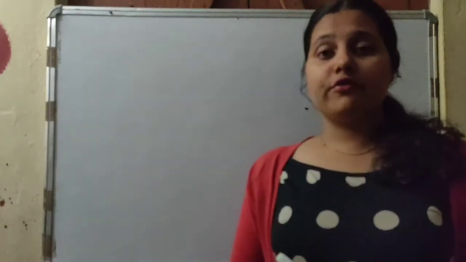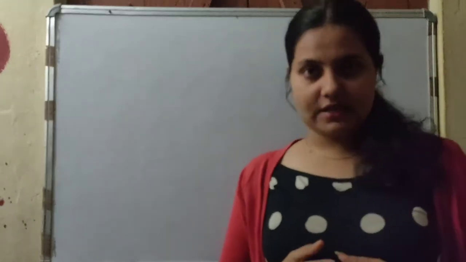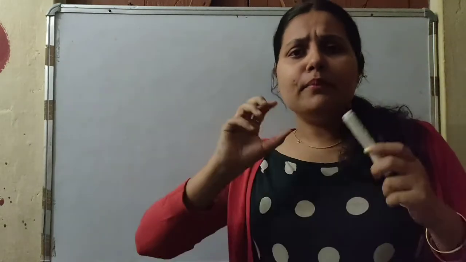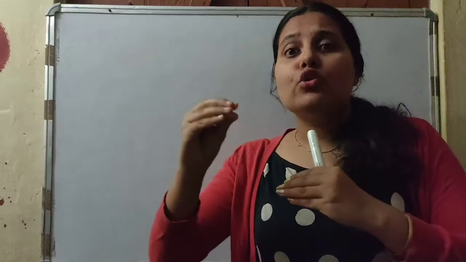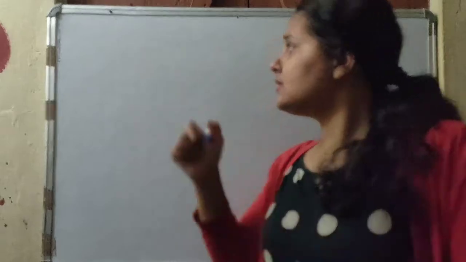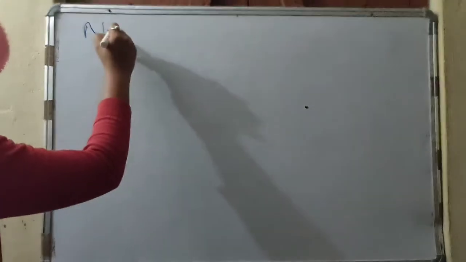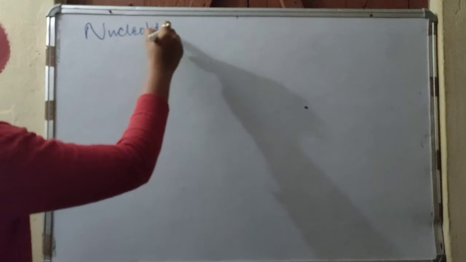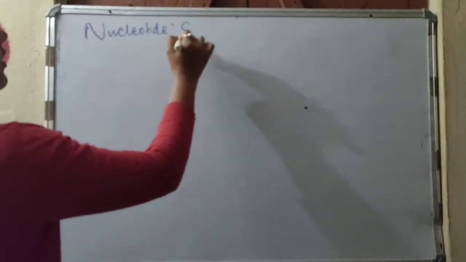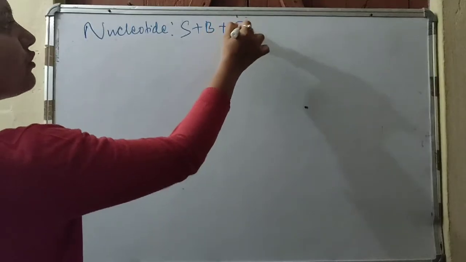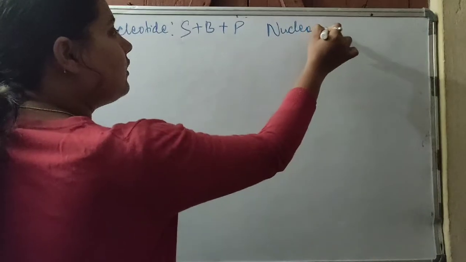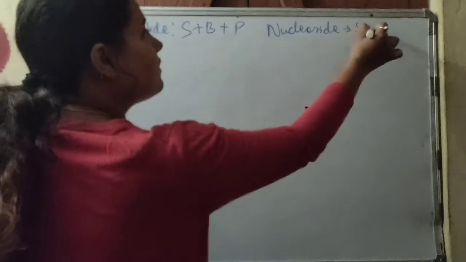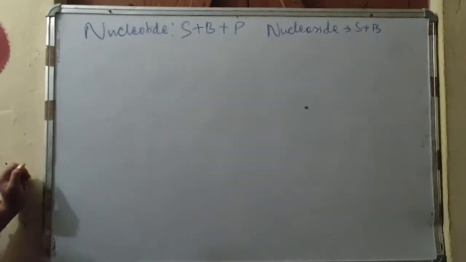In this particular section of video, we'll be studying the formation of phosphodiester bond and what a phosphodiester bond is. Phosphodiester bond is the basic bond, the basic entity of the life form, because it joins two nucleotides. What is a nucleotide? Nucleotide means sugar plus base plus phosphate, right? And nucleoside means sugar plus base without phosphate, right?